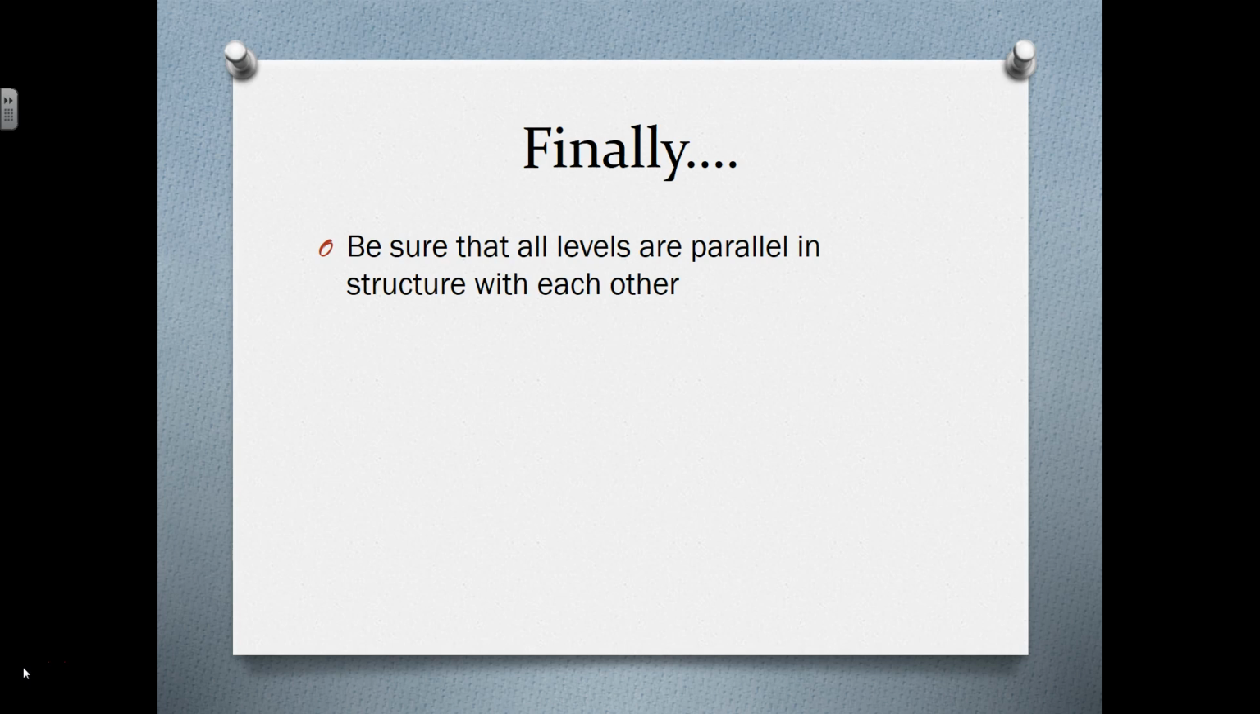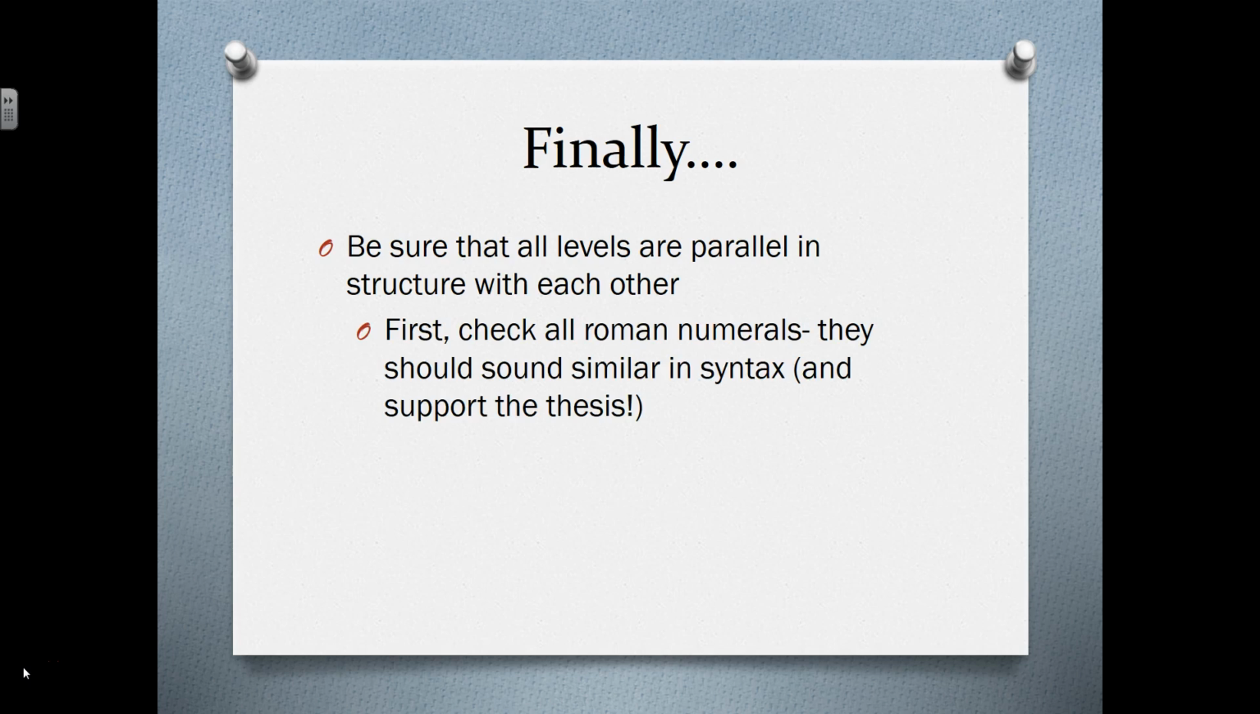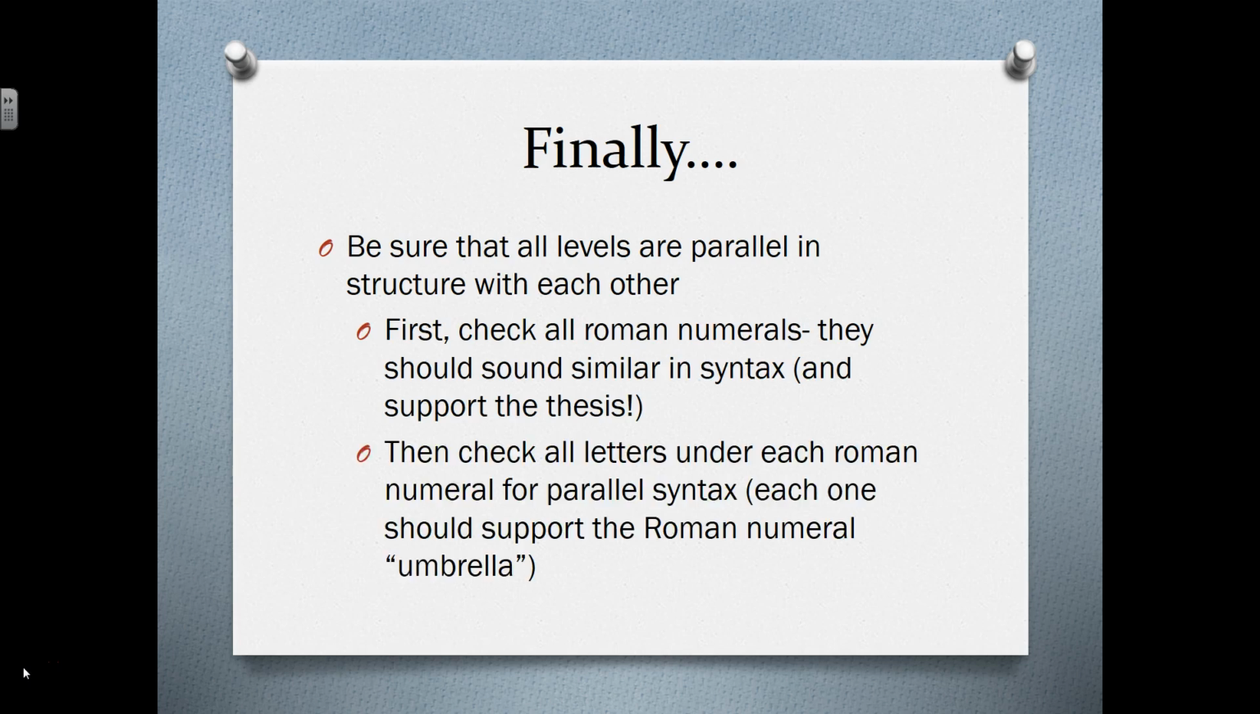Finally, again, make sure that all the levels are parallel in structure with one another. Make sure that they all kind of line up. You don't have to be as detailed in your parallelism as perhaps you were on your topic outline. I'm not looking for the exact same words. But I definitely think that helping to have that consistency is going to give you a stronger paper. Check and make sure that everything supports the thesis. Check all the letters, etc.